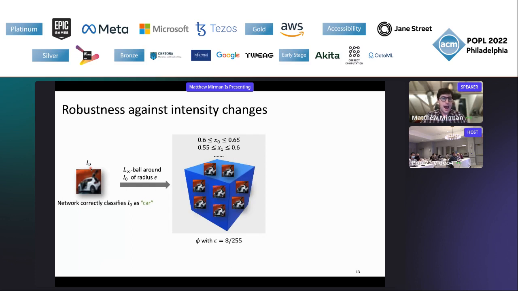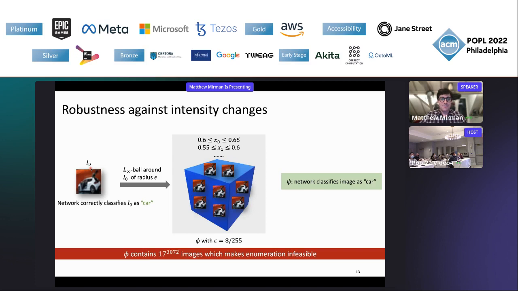In this case, our precondition is this box of radius 8 over 255, and our postcondition is that the network classifies every image in this box as a car. Now, you might say neural networks are actually operating on floating point operations, but we could potentially try to enumerate all possible images, but our precondition set contains 17 to the 3072 images, which is obviously infeasible if we want to enumerate all of them.